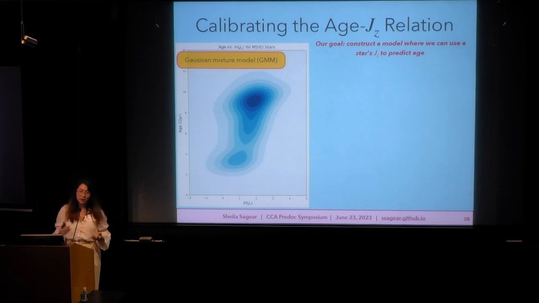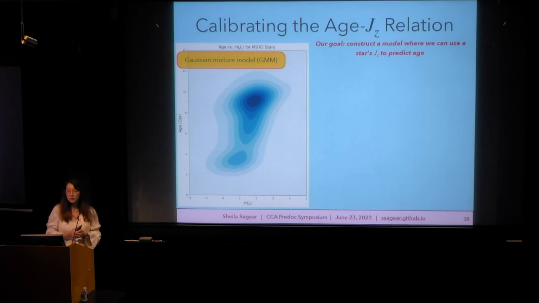Okay, so like I said, we have a sample of stars for which we know the ages. There are some error bars on those ages. We calculate vertical action, and we plot that sample on this parameter space and then fit a Gaussian mixture model to those points, which is essentially what I'm showing you here. This is so that we can construct a model where we can use any star's JZ, which can be calculated from Gaia data, to predict the age.